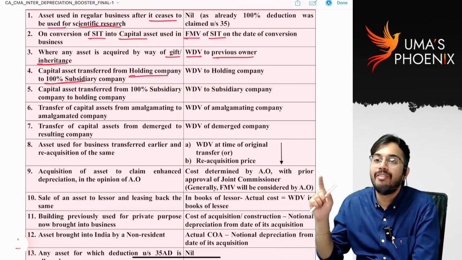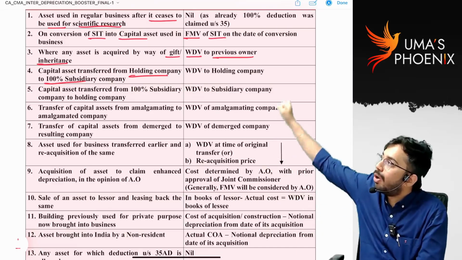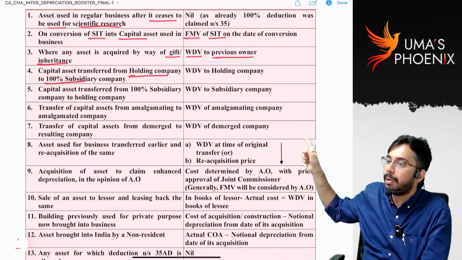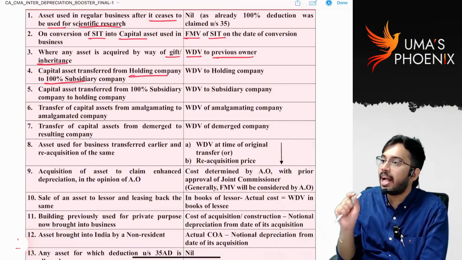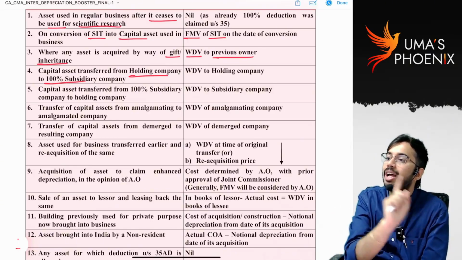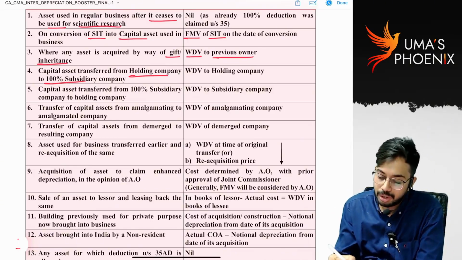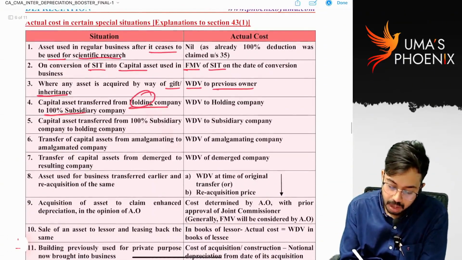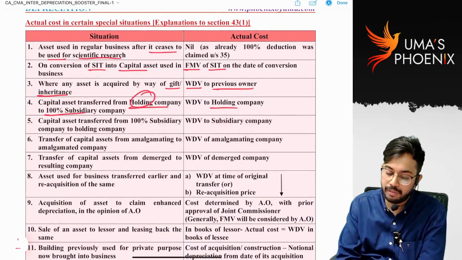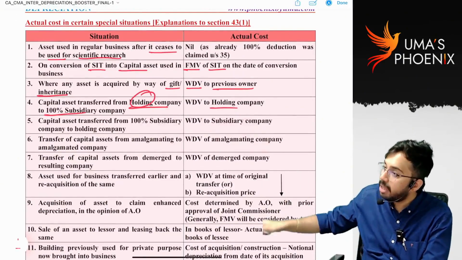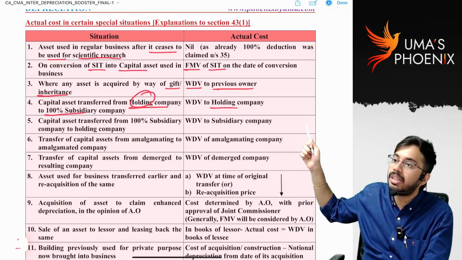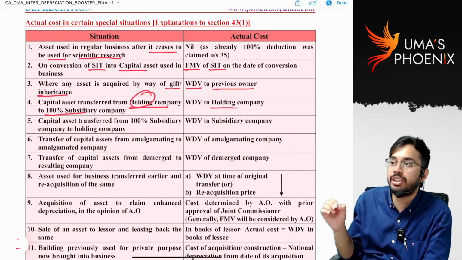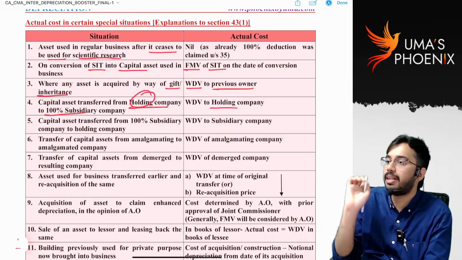Okay, so whenever a capital asset is transferred by a holding company to a 100% subsidiary company, or a 100% subsidiary company to a holding company, in the hands of the transferee, actual cost is equal to written down value to the transferor. Is it clear? So asset transferred from holding to subsidiary, then actual cost is equal to written down value of the holding company. Asset transferred from subsidiary company to holding company. Who is transferee? Holding company is transferee. In the holding company's books, actual cost is equal to written down value to the 100% subsidiary company.